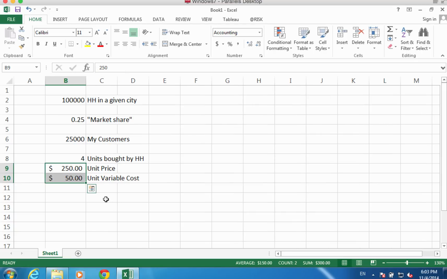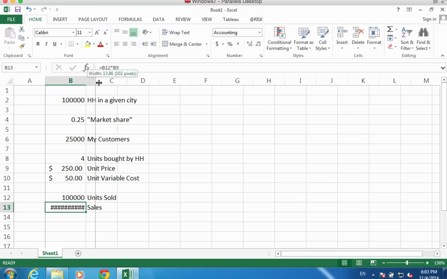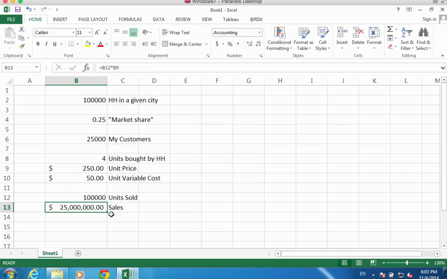Okay, so what are the total units sold? Units sold are going to be 4 units per household, and then I have 25,000 customers. So I'm going to sell 100,000 units. So sales in dollars are going to be units sold times the unit price of $250. So I'm selling $25 million per period. So let's say that the fixed cost is going to be $18 million. These are dollars again.